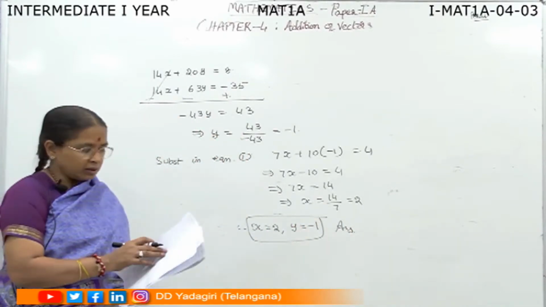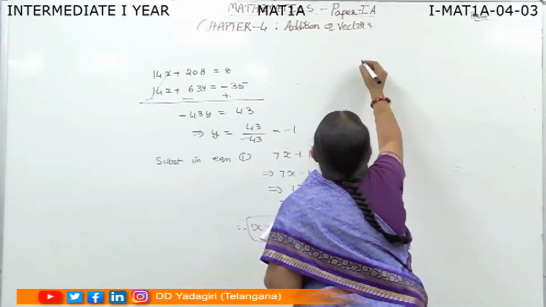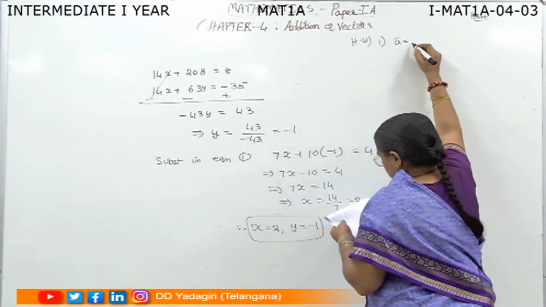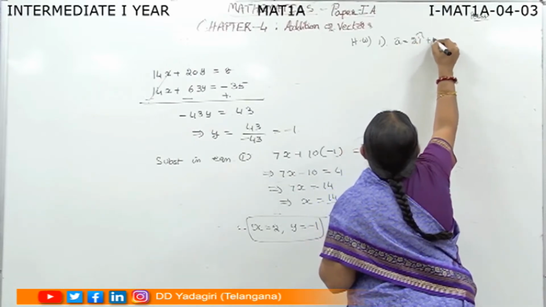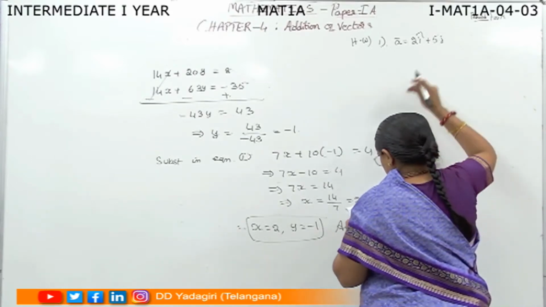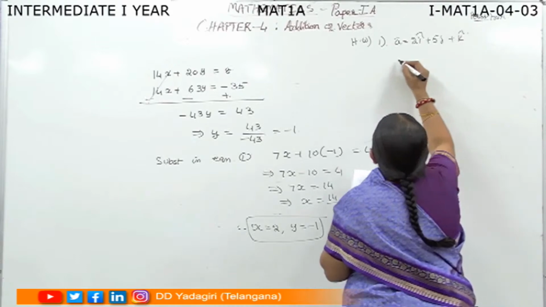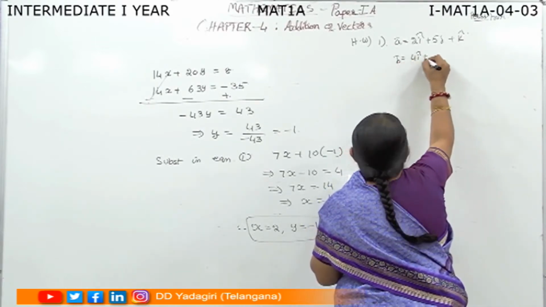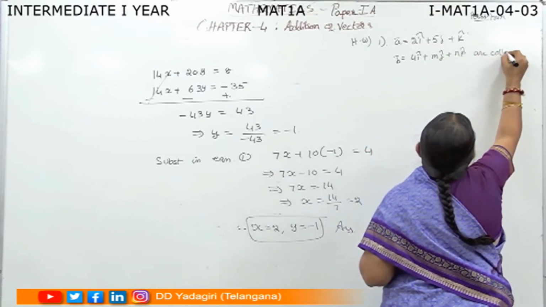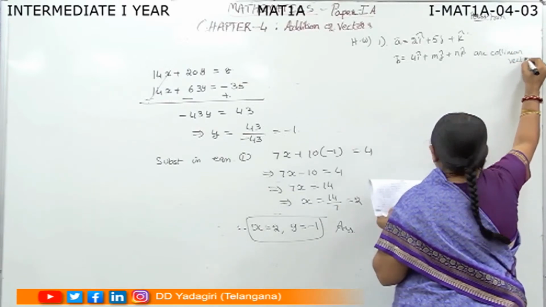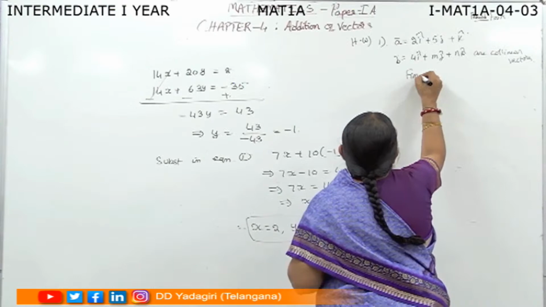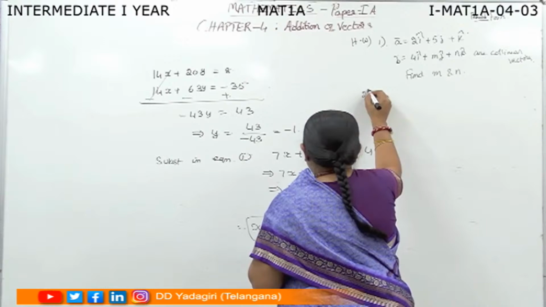Now take down the homework. Homework, first problem: a is equal to 2i plus 5j plus 2k, and b is equal to 4i plus mj plus nk are collinear vectors. Find m and n. This is first.